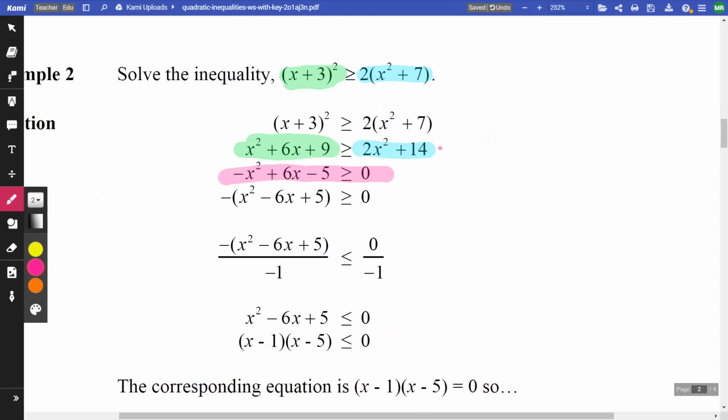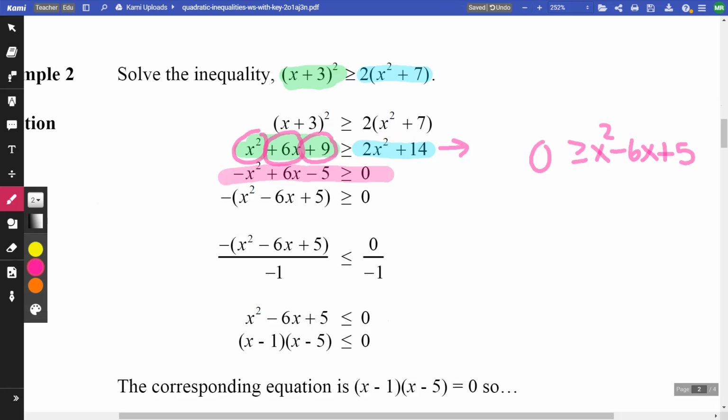So I would have kept my 2x squared, my plus 14, and I would have subtracted my x squared from both sides, which would have given me a positive x squared. I would have subtracted 6x, which would have given me a negative 6x. I would have subtracted 9 from my 14, which would have given me a plus 5, and this is 0.